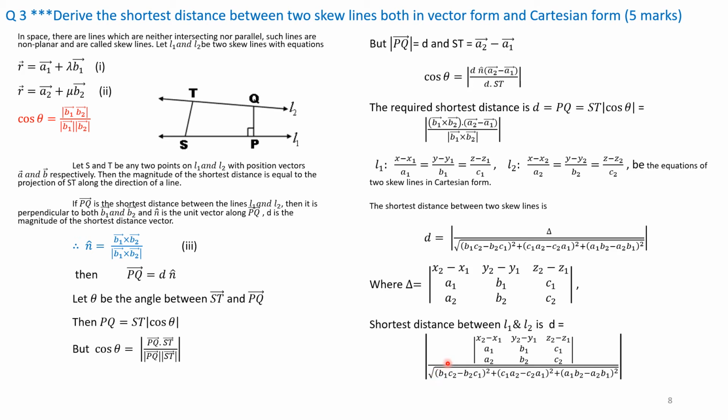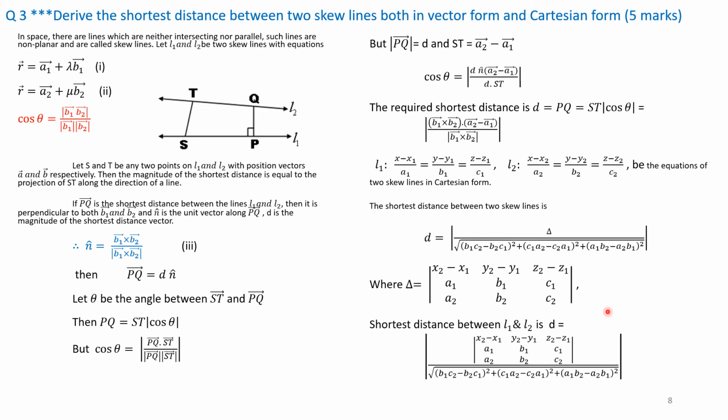the square root of the matrix form expansion: b1 c2 minus b2 c1 whole square, plus next we take a1 c2 minus a2 c1, reverse, minus of minus becomes plus, and this becomes c1 a2 minus c2 a1 whole square, plus the expansion of this one a1 b2 minus a2 b1 whole square. This is the expression in terms of Cartesian form.